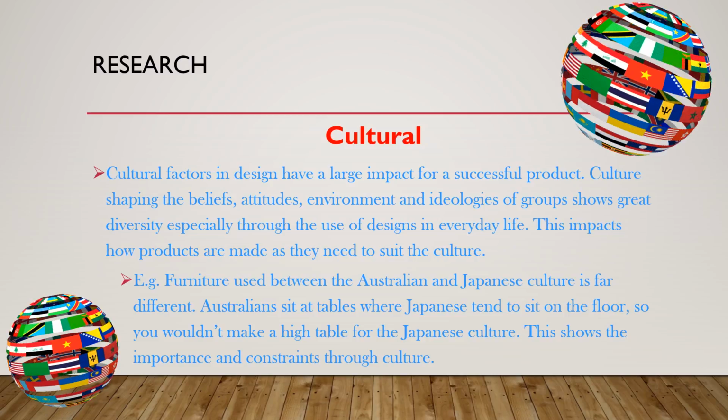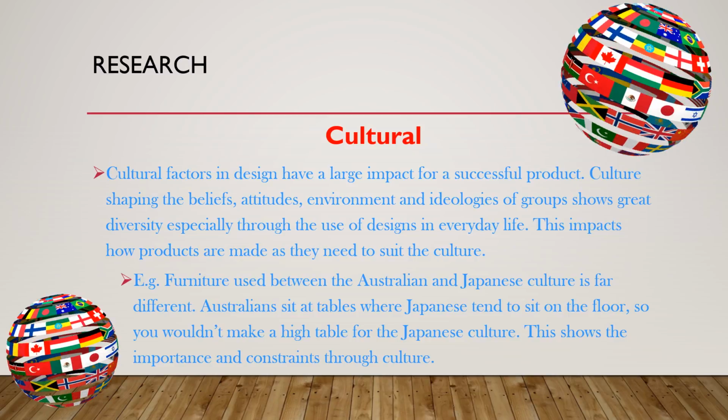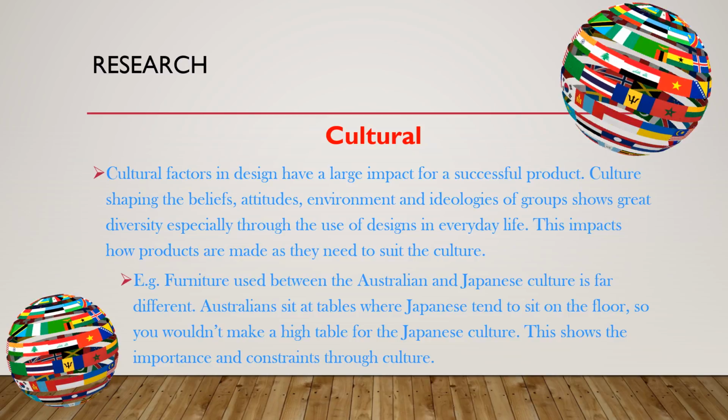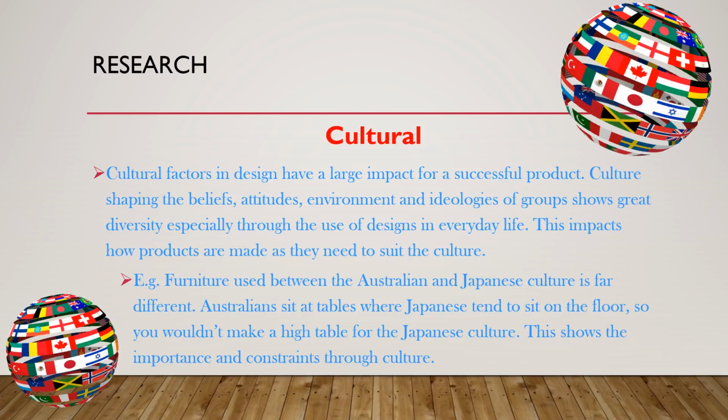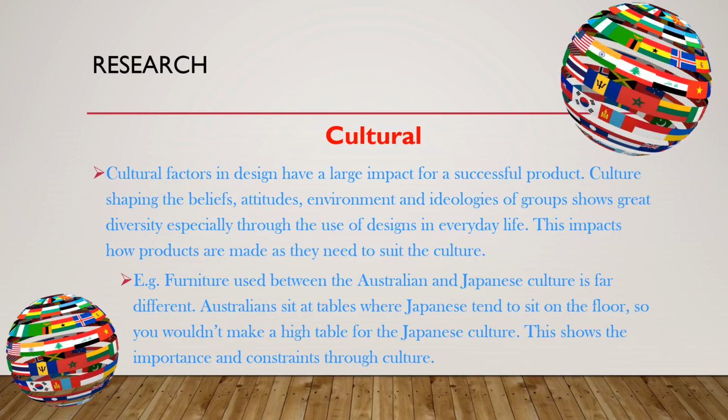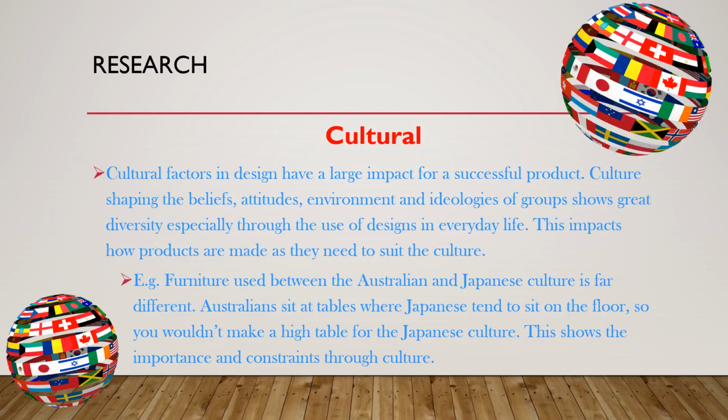Example, furniture used between the Australian and Japanese culture is far different. Australians sit at tables where Japanese tend to sit on the floor, so you wouldn't make a high table for the Japanese culture. This shows the importance and constraints through culture.